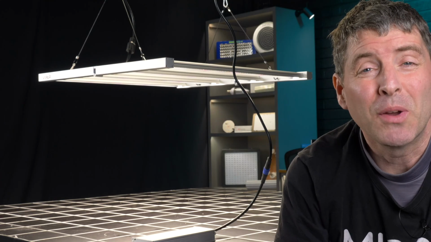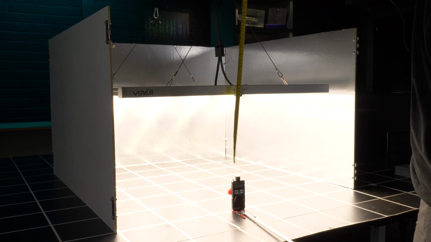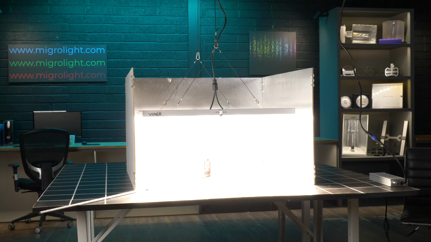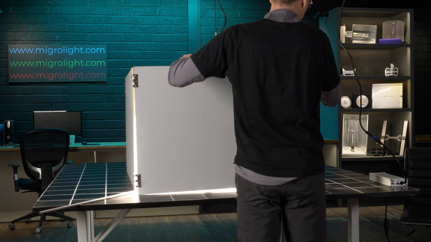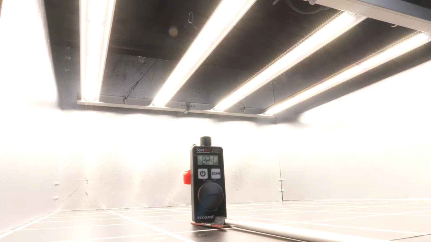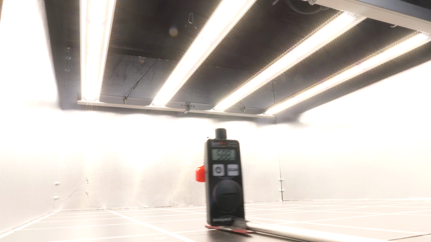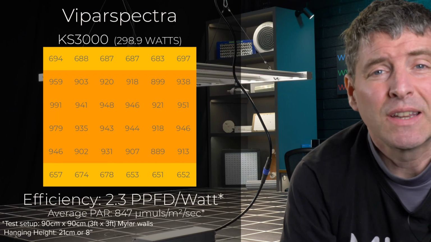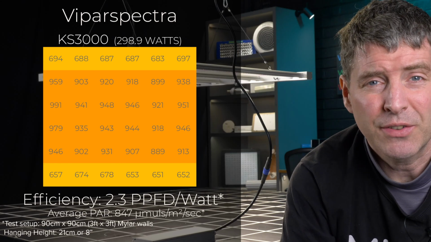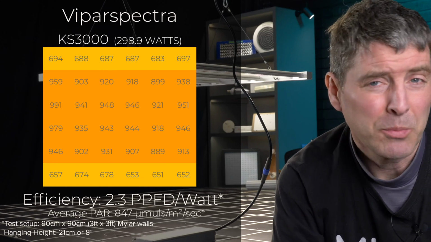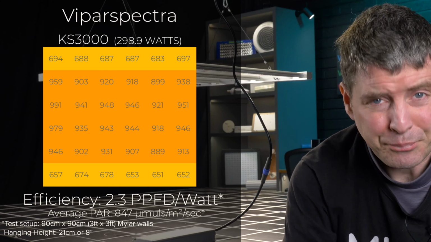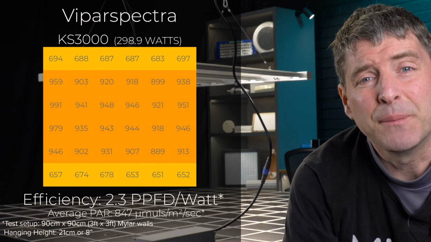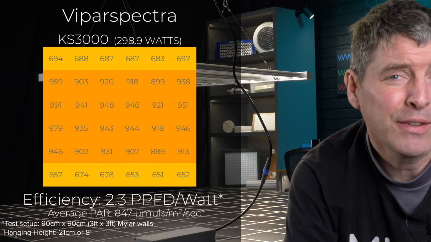So I put it into the 3 foot by 3 foot or 90 centimeter by 90 centimeter test area and brought it down to the optimum hanging height, which I found to be 11 inches or 27 centimeters. Just a touch below what Viparspectra recommend at 12 inches or 30 centimeters. So pretty aligned there. As you can see, spread is outstanding, very, very good. You look at the highest power number over the lowest power number, it's much less than 1.5, which is really good uniformity and means that this is about the best spread that you can get in this space.